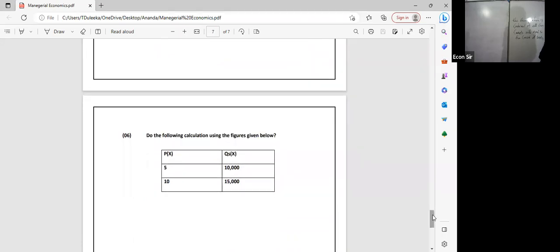The last one: do the following calculation using the figure given below.